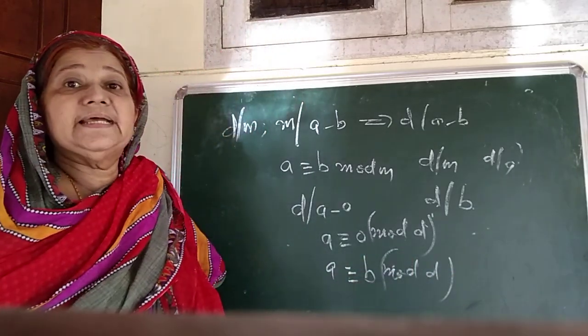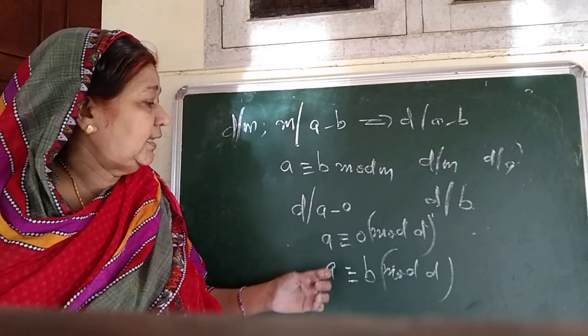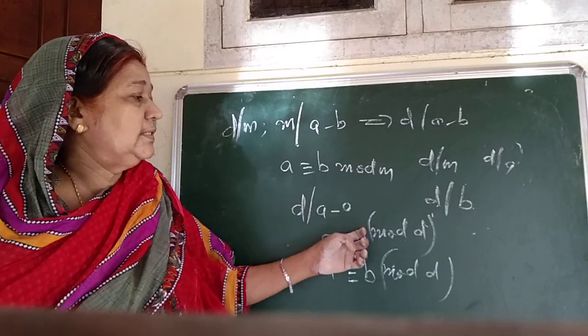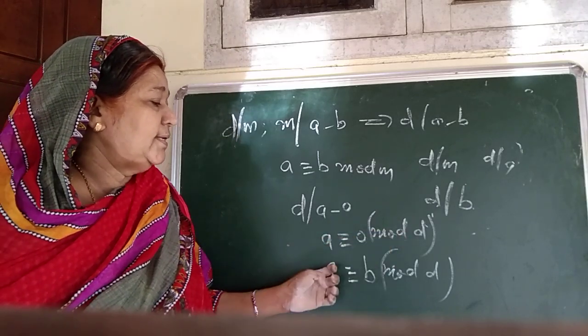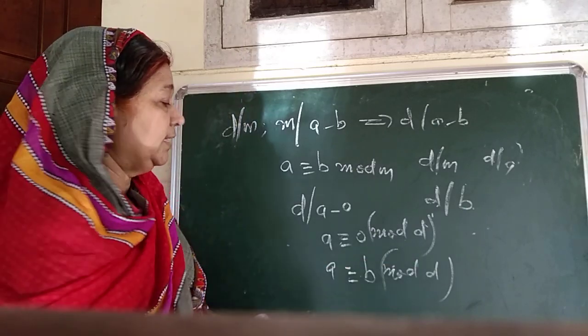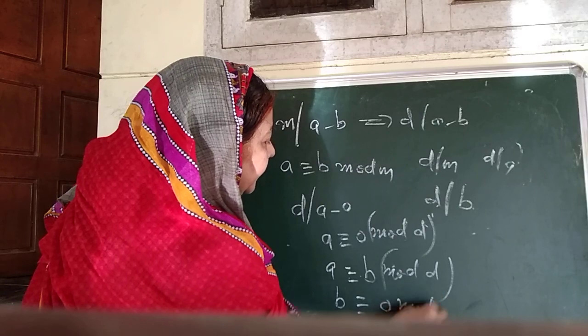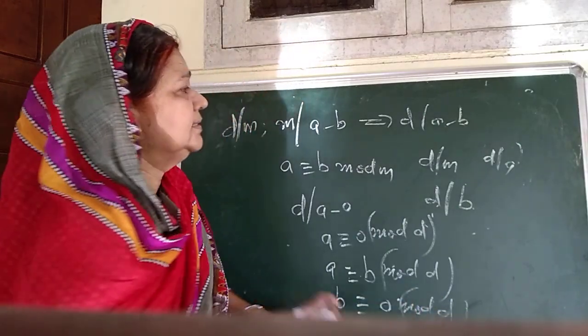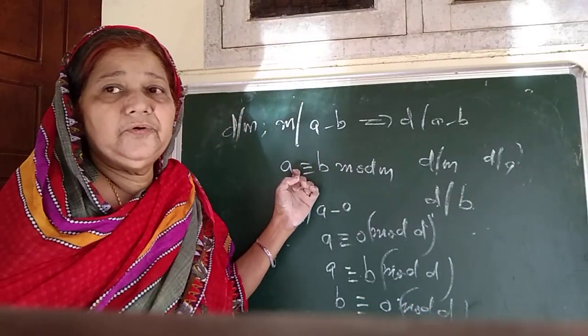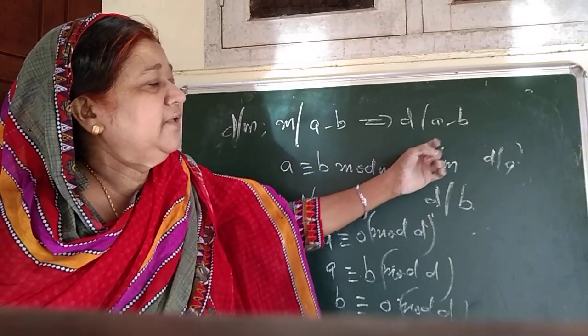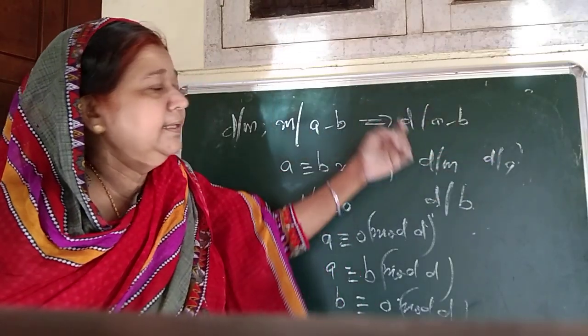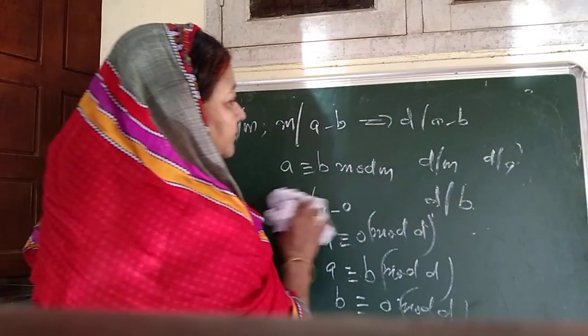Again, we can apply the transitive property of congruency. That is, a is congruent to 0 mod d and a is congruent to b mod d gives b is congruent to 0 mod d. That is, if a is congruent to b mod m and d divides m, d divides a, then d divides b.